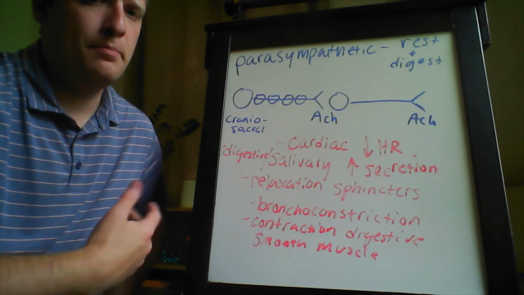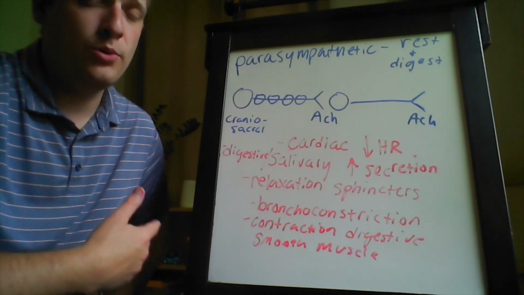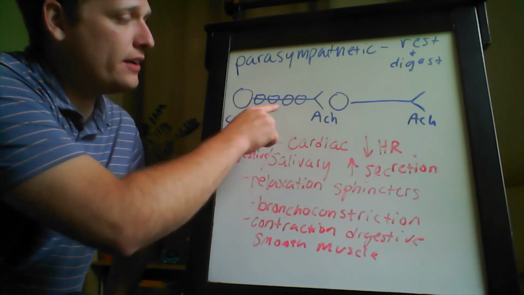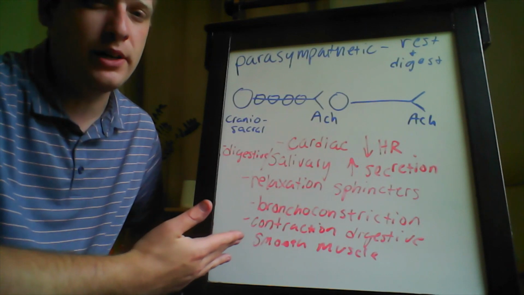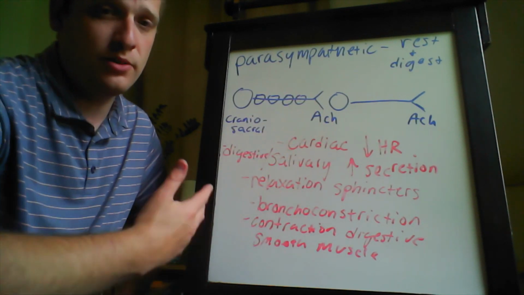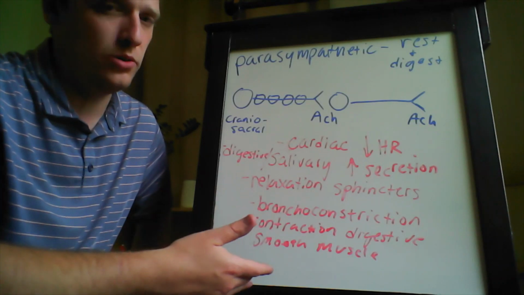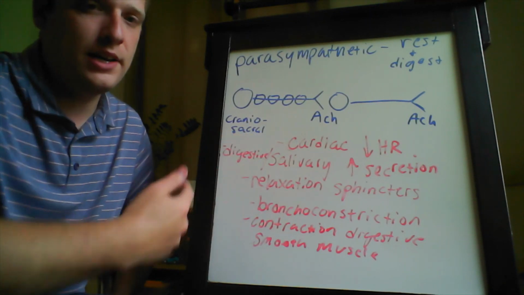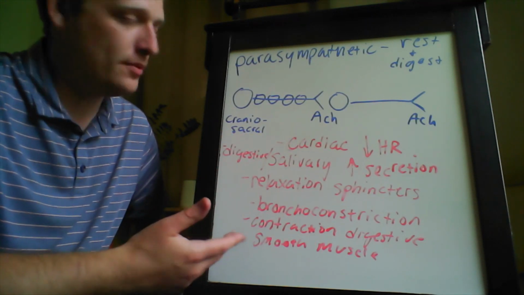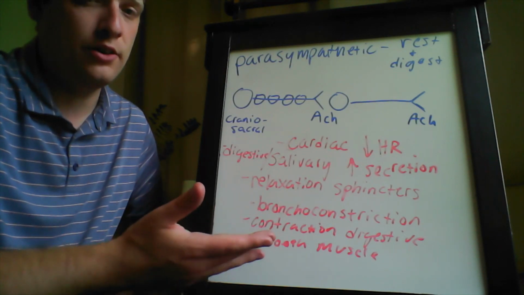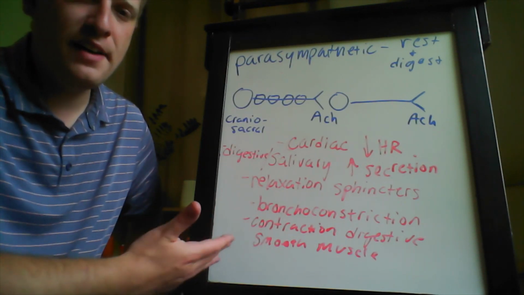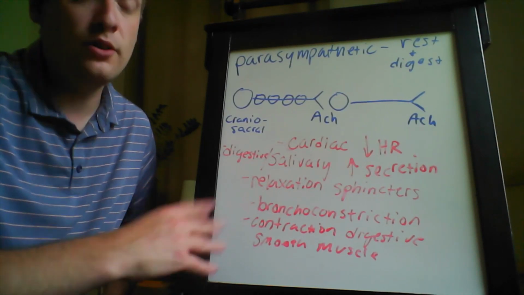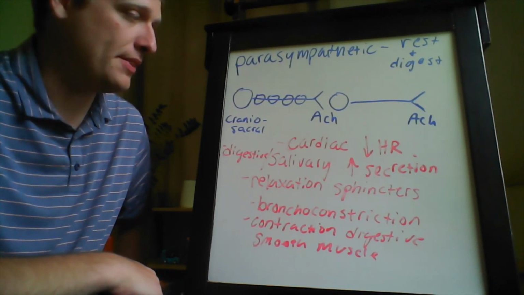Lastly, the parasympathetic nervous system, associated with rest and digest functions, is going to look a little bit different, where the preganglionic and the postganglionic neurons are both pretty long. And the neurotransmitter that's released for both of these is going to be acetylcholine. And remember, this preganglionic neuron arises from the craniosacral region, so directly from the brain or the sacrum. The effects of these are going to oppose those that we talked about previously with the sympathetic nervous system.